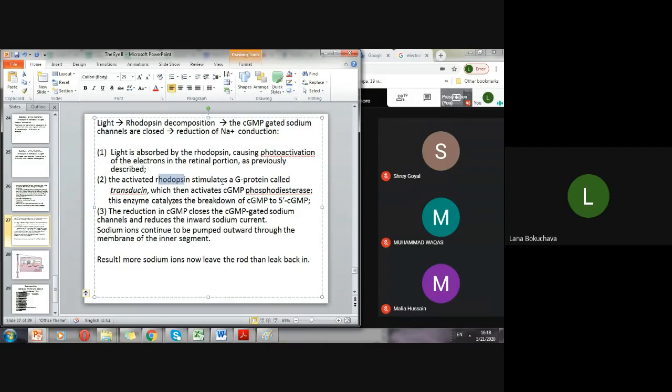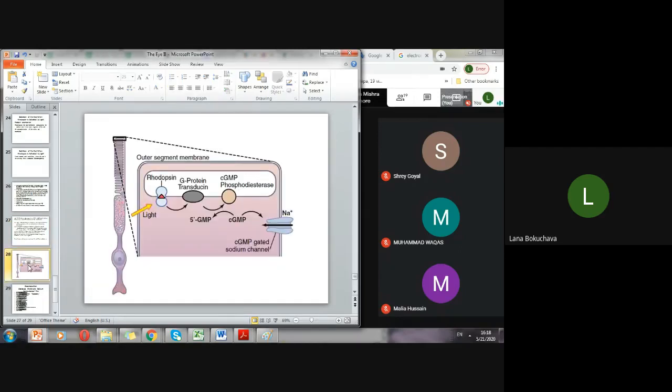It starts to stimulate, as you can see particularly here, the part of the G protein, which we call the transducin. This particular type of protein starts to activate the enzyme which we call the phosphodiesterase. So that is a very nice picture, which you see here.